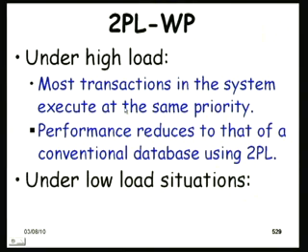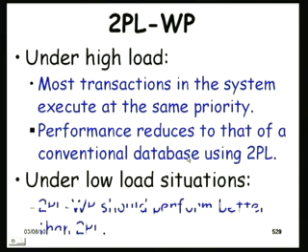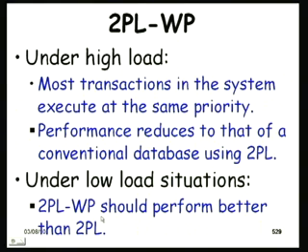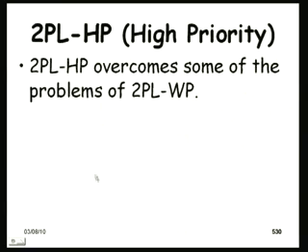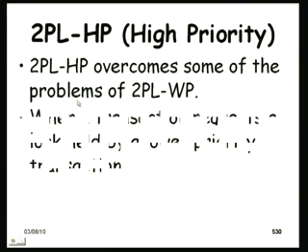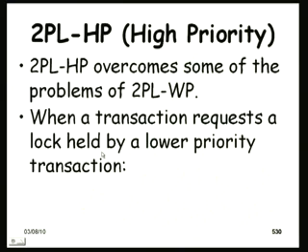So, in this case, under high load, the performance of 2PL WP reduces to that of a conventional database using 2PL, and the performance really degrades. But under low load situations, the inheritance scheme should allow high priority transactions to complete faster, and it should give a better performance. Now, let us see the 2PL HP, or the high priority, which tries to overcome some of the limitations of 2PL WP.